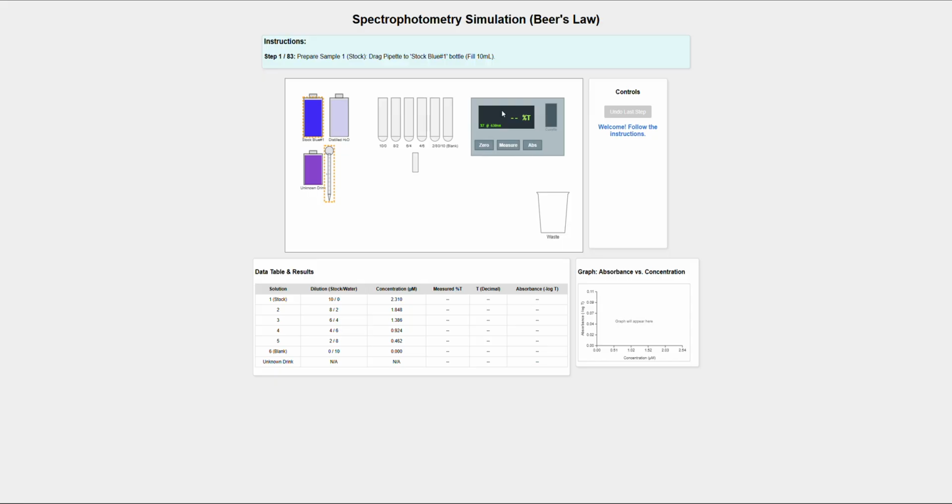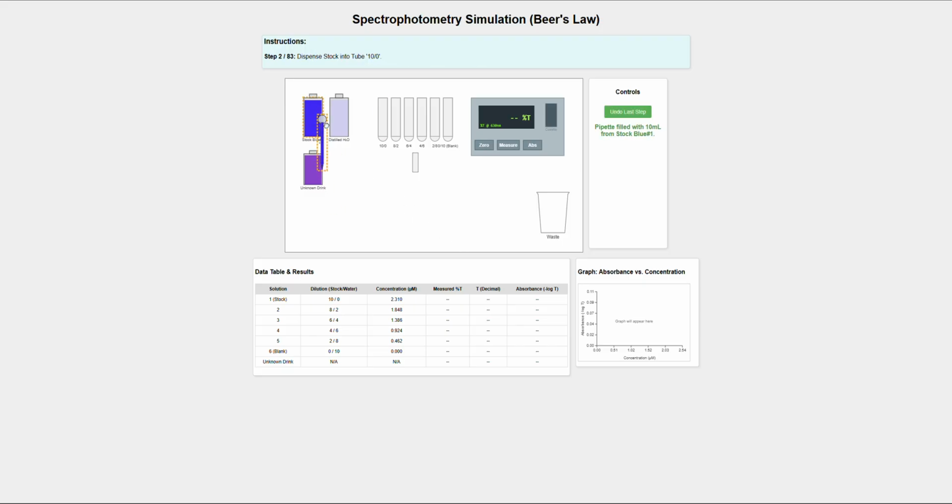Today, we will be conducting a simulation of Beer's Law. Beer's Law is used to determine the concentration of a sample by measuring its absorbance with a spectrophotometer. The premise of this simulation is having different samples of stock blue number one and distilled H2O. In each sample, we will be measuring the absorbance and the concentration of each sample.